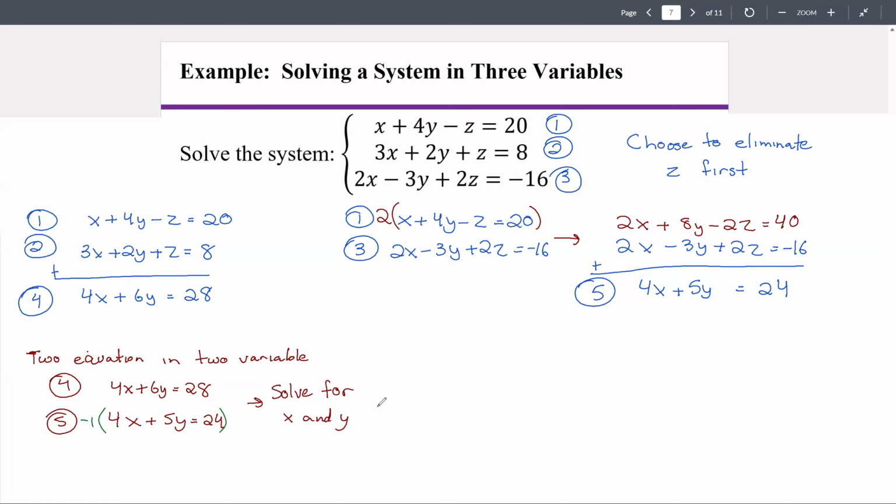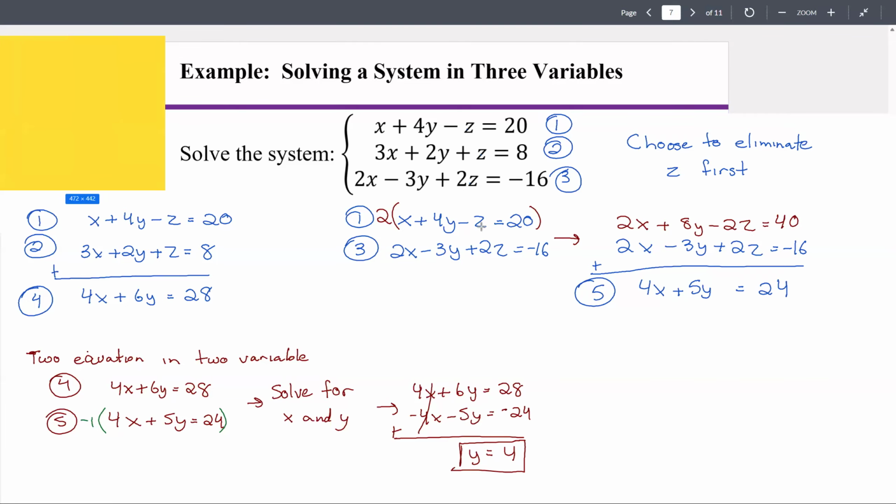We are going to have a new set of equations here: 4x plus 6y equals 28, and then we'll end up with negative 4x minus 5y equals negative 24. When I add those together, the x's are gone, and I'm just left with y equals 4. So I have part of my solution now. I'm going to make a little spot up here because at some point we're going to have to do some erasing, since this is going to take up a lot of space. So we know at least that y is 4.